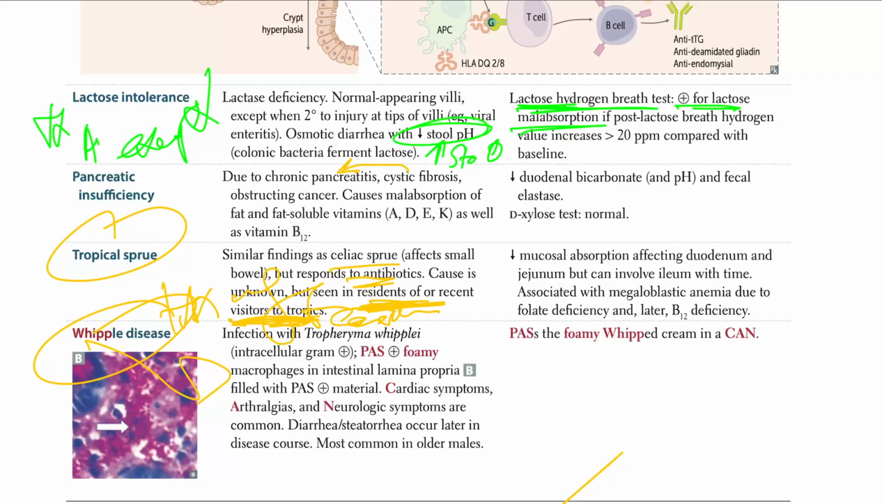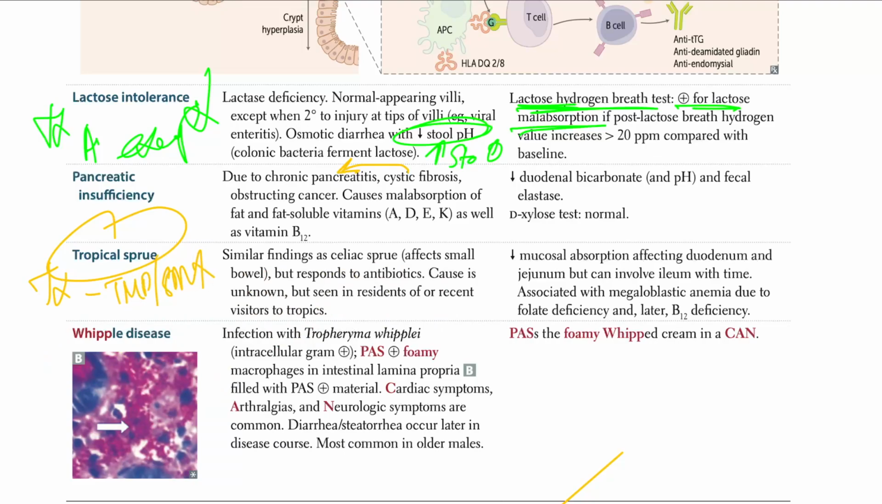Treatment is, how do you treat this guy? Treat this guy by giving antibiotics, trimethoprim, sulfamethoxazole, or you can also give doxycycline. That's the treatment.